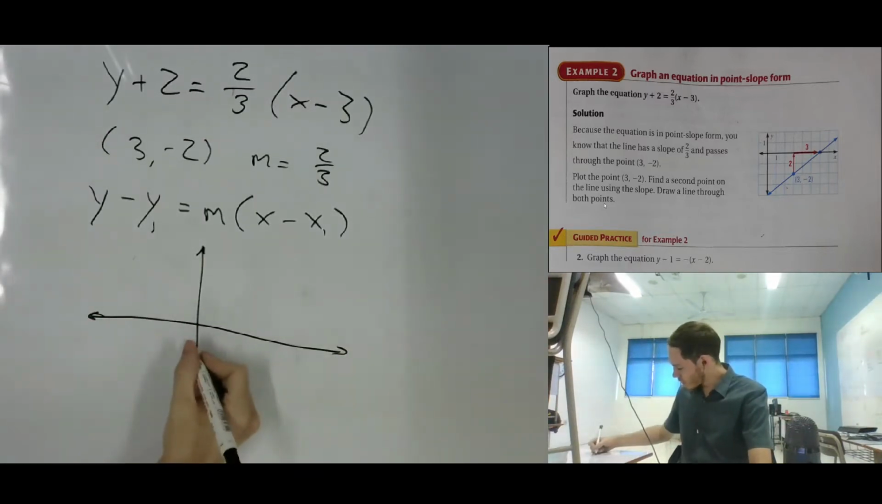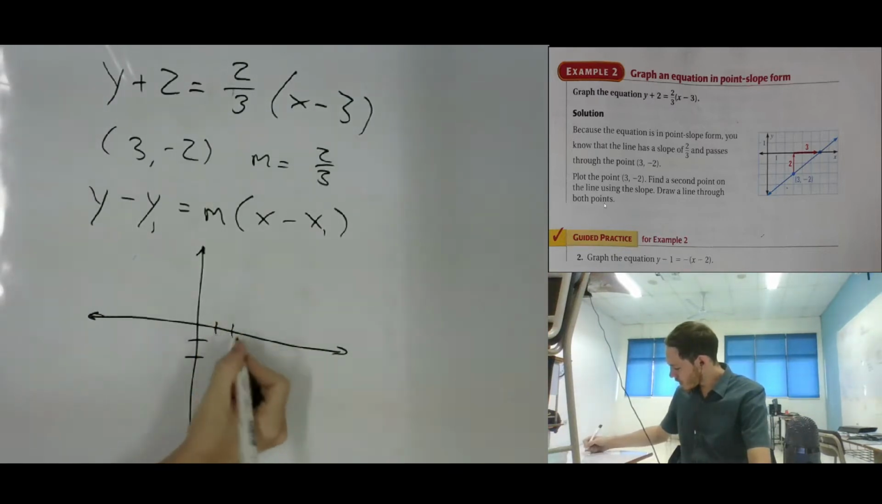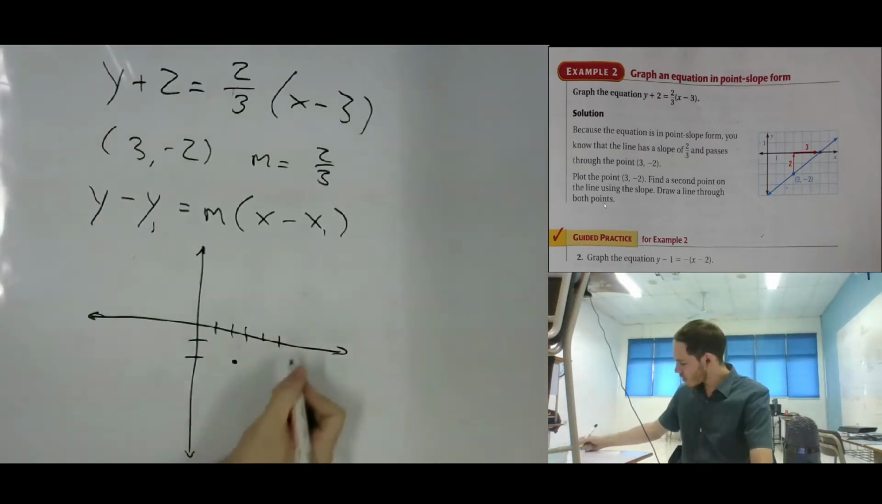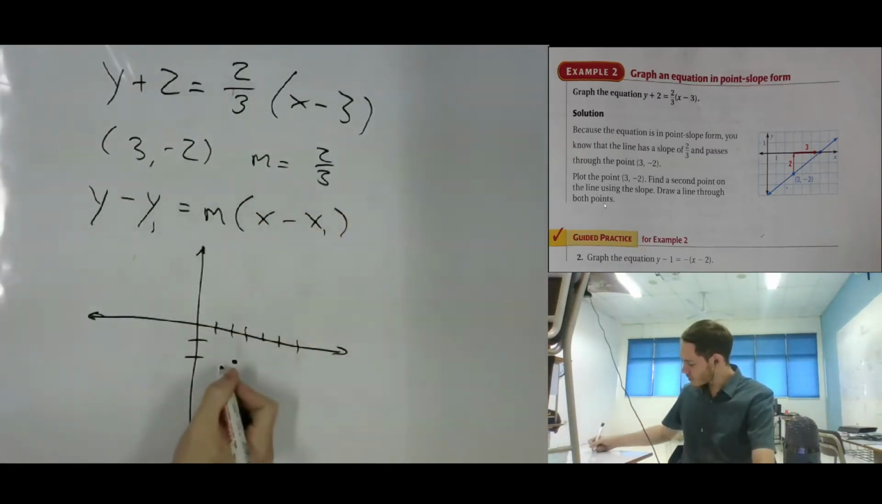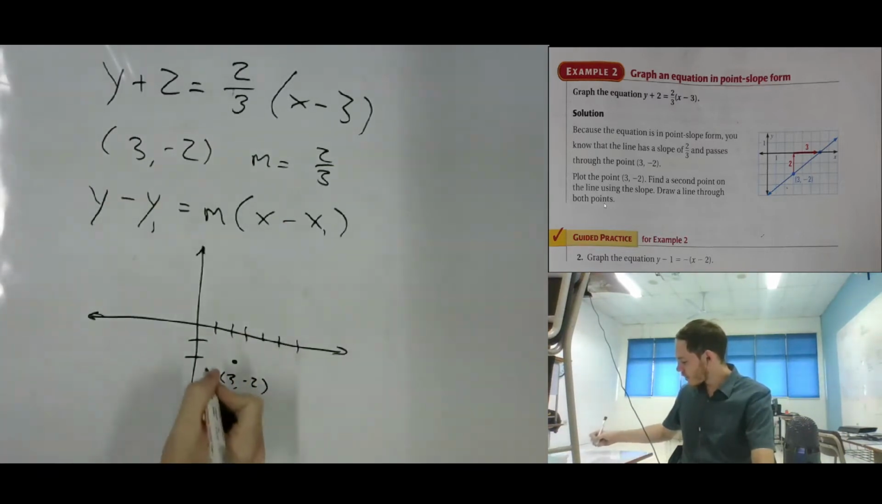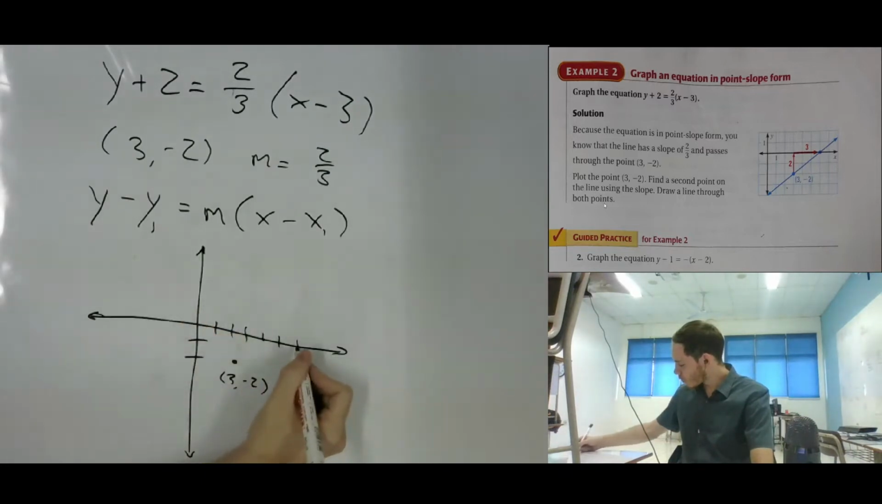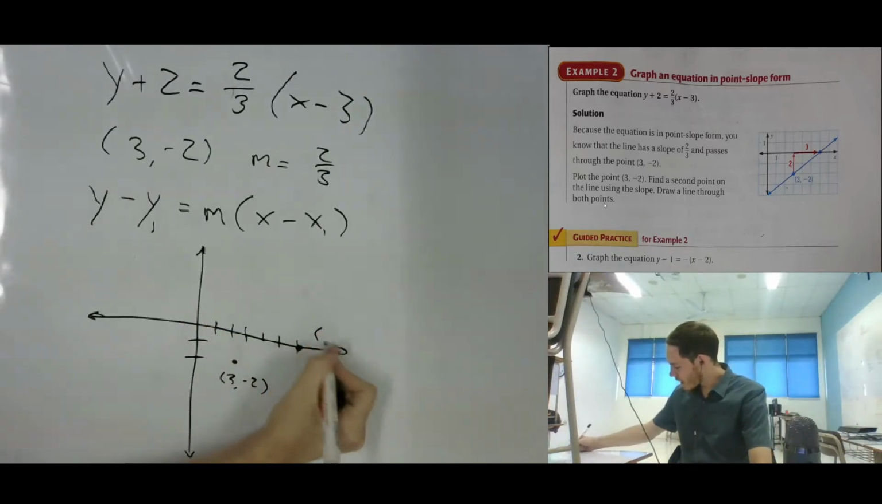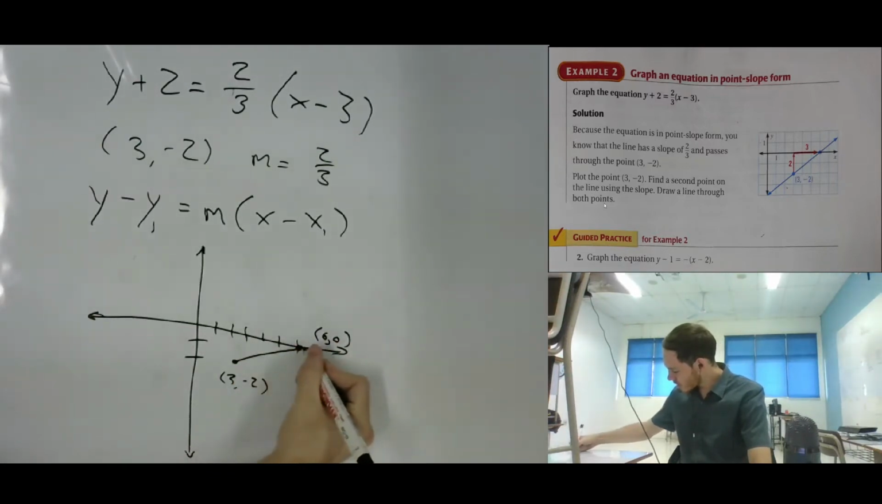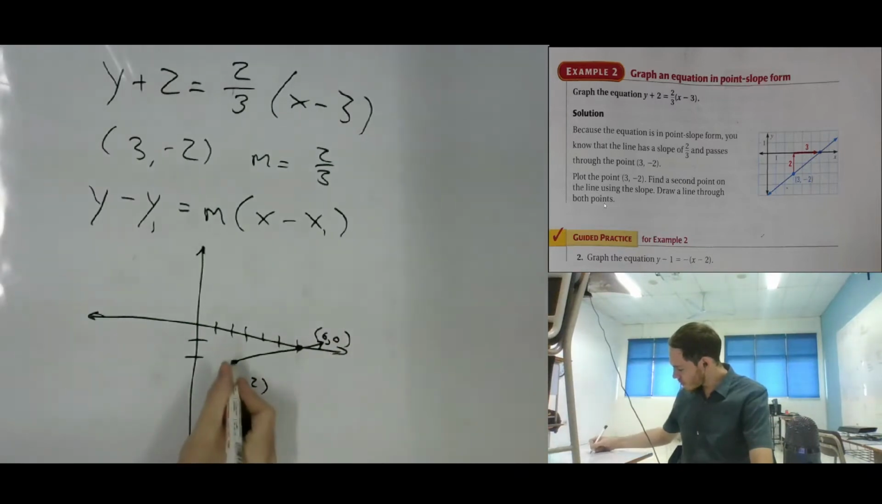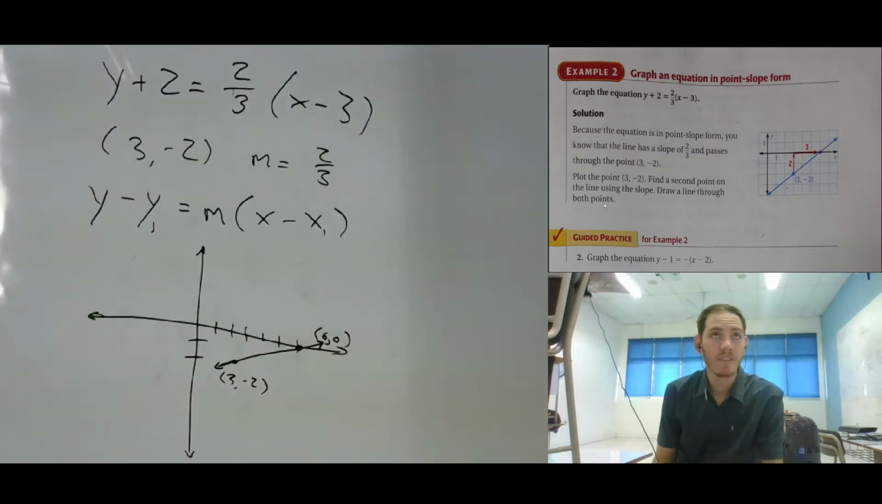So we're going to go down 2, to the right 3. That's our starting point. Now what's our slope? Our slope is up 2, so we go from 3 comma negative 2, and we go up 2 over 3. So we're at 6 comma 0. And actually, this line is going to be our graph, okay? That's going to be our graph.